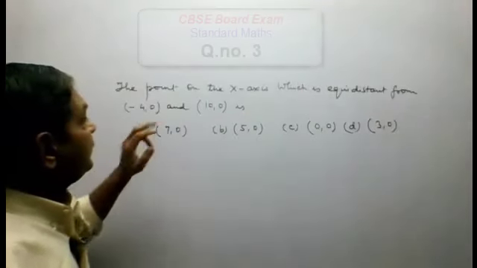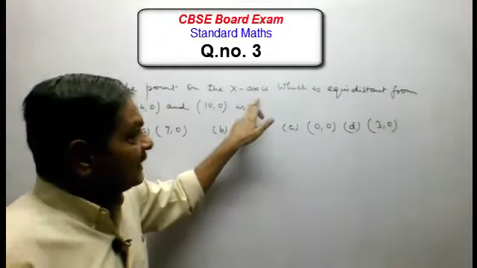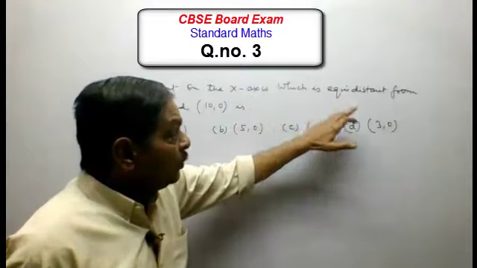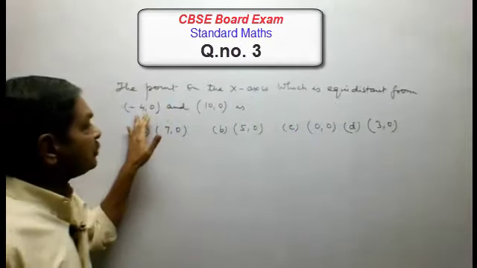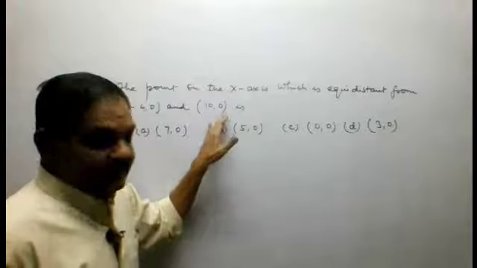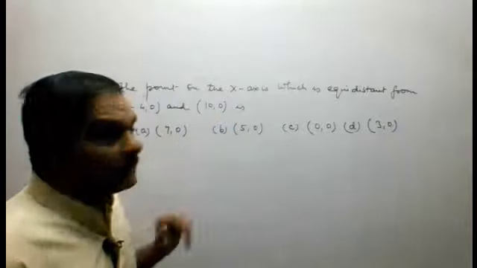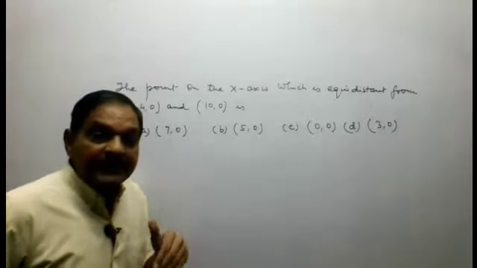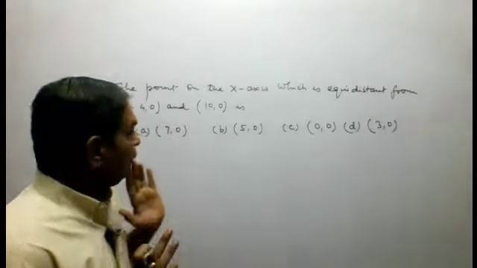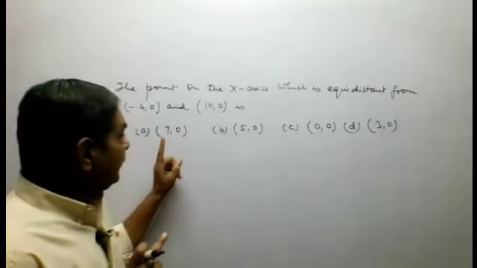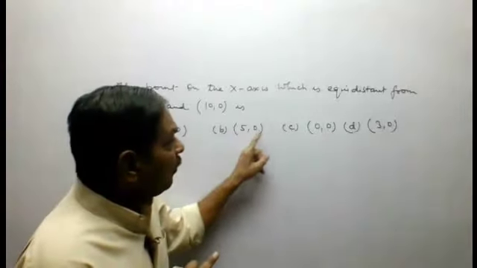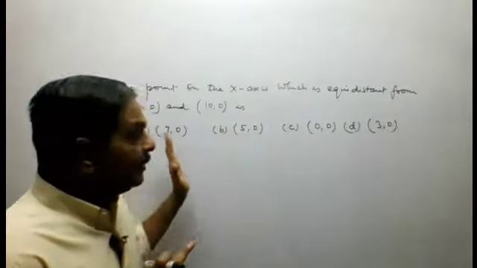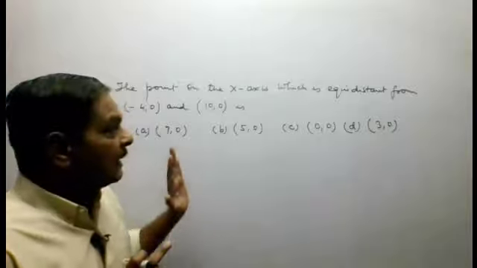Next question is: the point on the x-axis which is equidistant from (minus 4, 0) and (10, 0) is. 4 options are given to us. See, the point is on the x-axis, which means its y coordinate should be 0. We find that in every option the y coordinate is 0. So any of the options can be the answer.